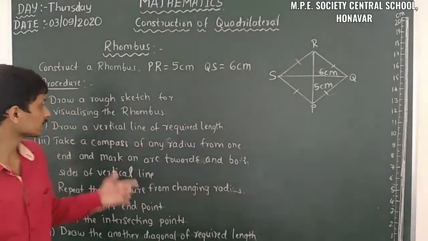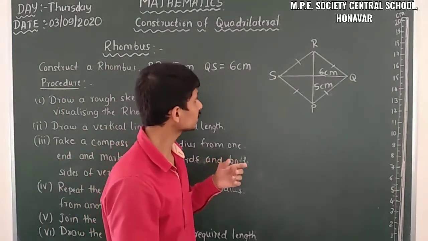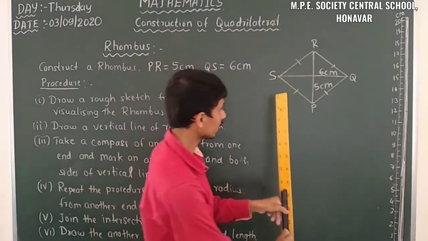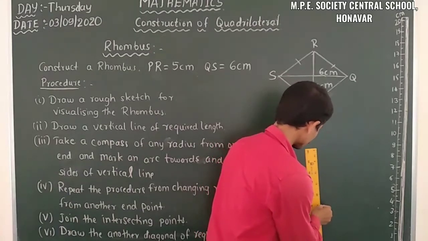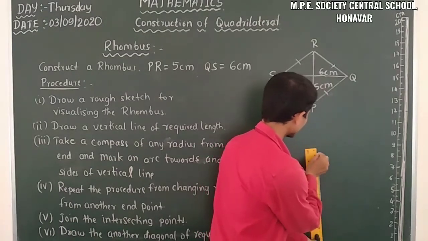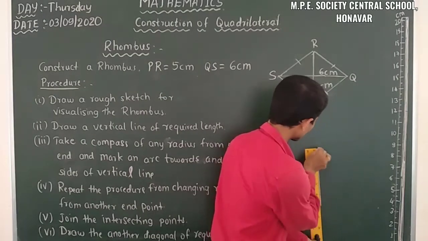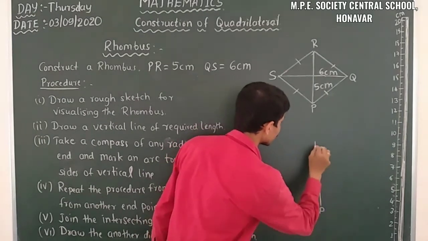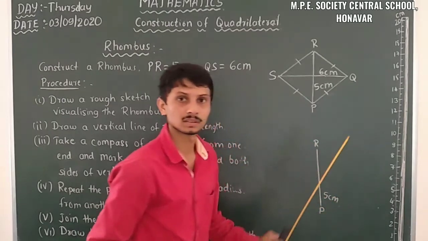After that we take the second step, that is, draw a vertical line of required length. Here the vertical line is of 5 centimeter, so we have to take a length of 5 centimeter. Take the exact length in your notebook. It's 5 centimeter. Then we label P and R, with 5 centimeter length.